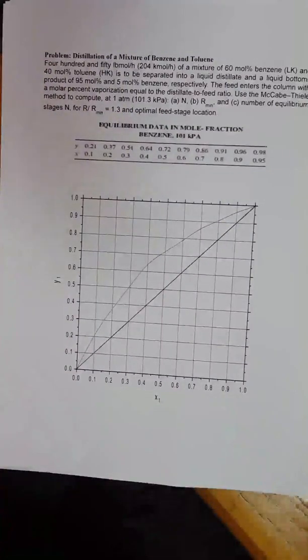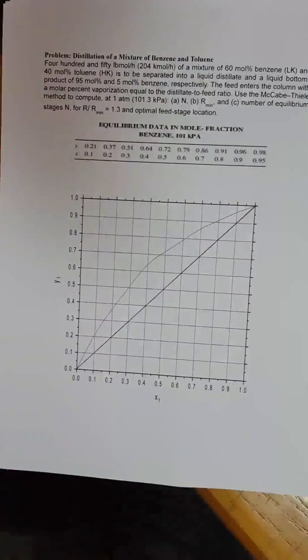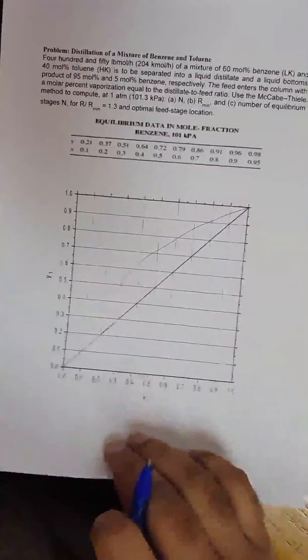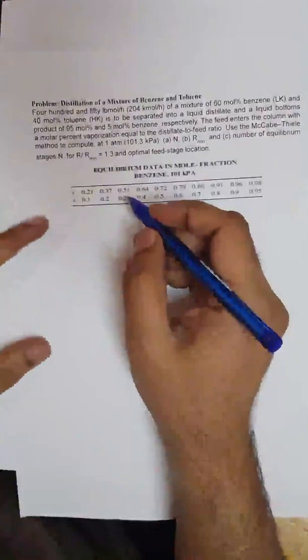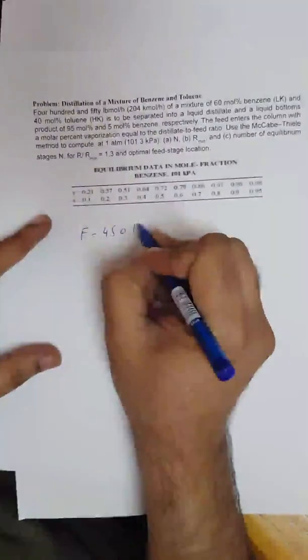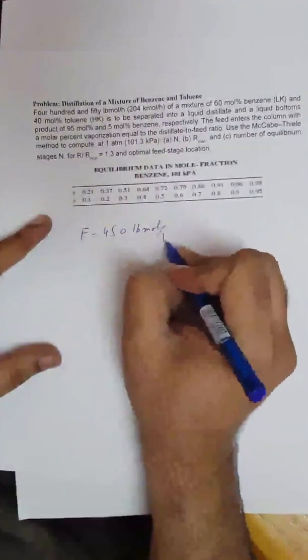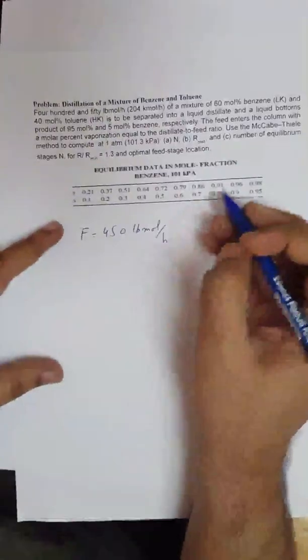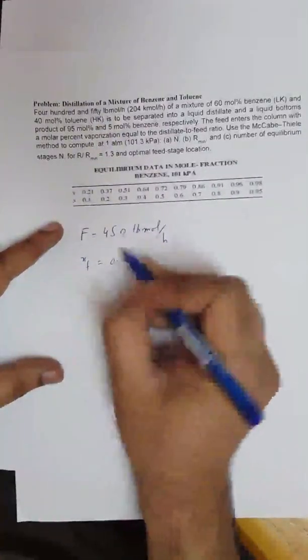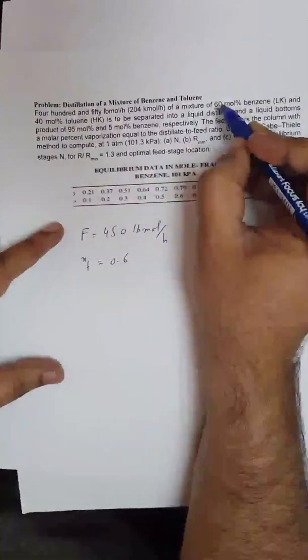So let's see one example problem. The problem is related to the distillation of a mixture of benzene and toluene. We have a feed given as 450 pound mole per hour of a mixture with XF about 0.6, 60 mole percent.